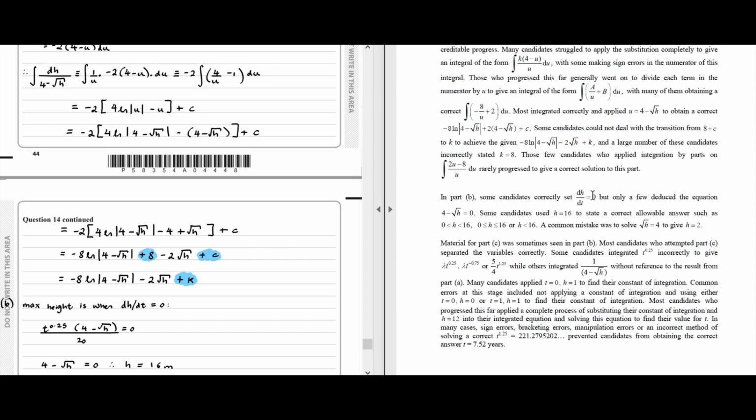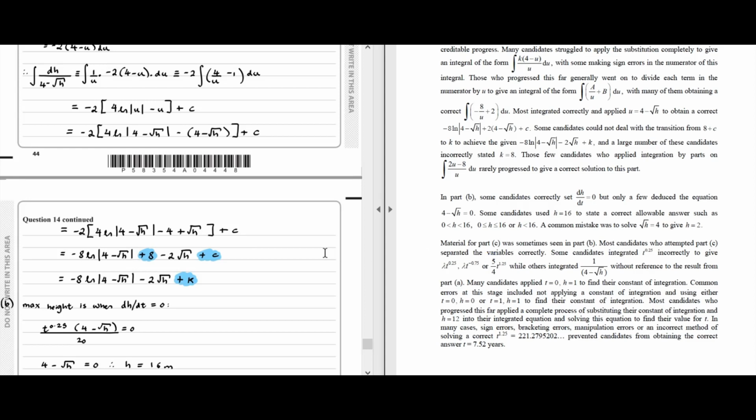Part B, many candidates correctly set dh over dt equaling 0, and they deduced that h is equal to 16, and then they had to give a range of values. Some candidates mistakenly thought the square root of h equaling 4 gives h equals 2. I don't know why you do that.